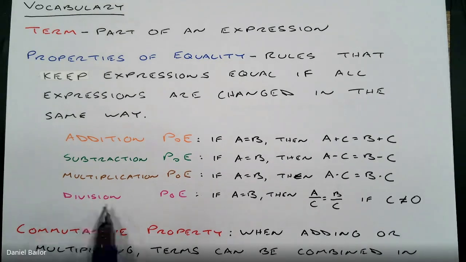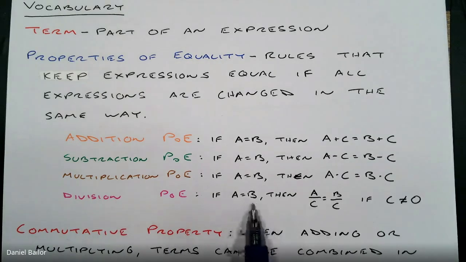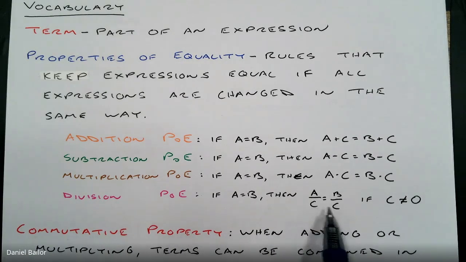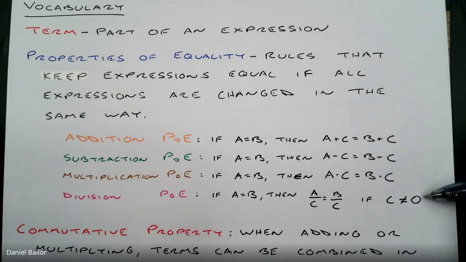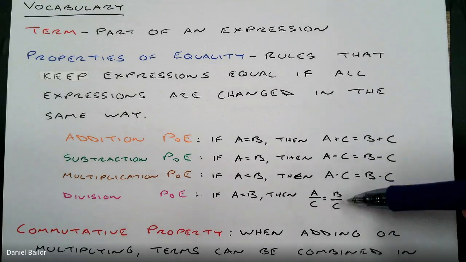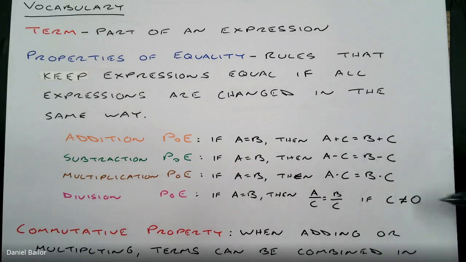It even works for division, with the division property of equality. If we start equal, then dividing both sides by the same thing keeps it equal. The only exception to this is that C cannot equal 0. It is impossible to divide by 0. So this is true for everything except if C equals 0, because it's impossible to divide by 0.